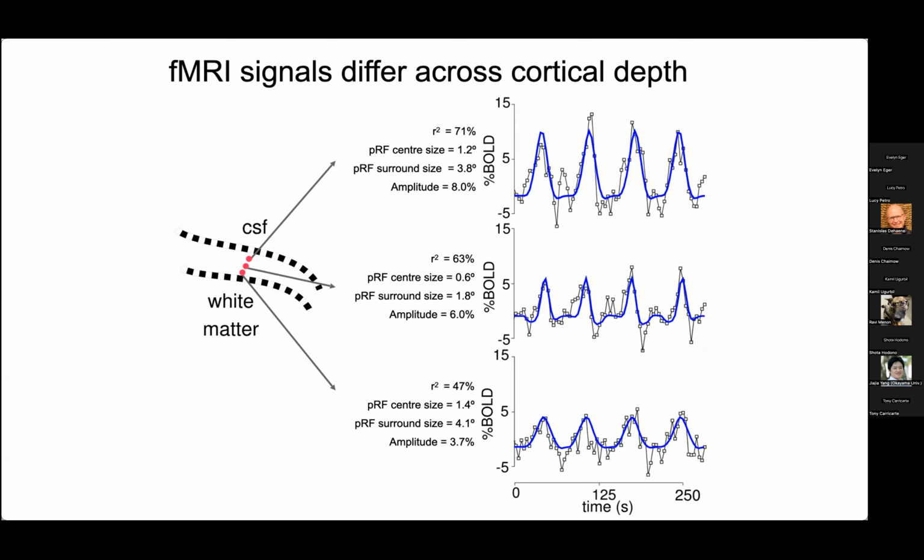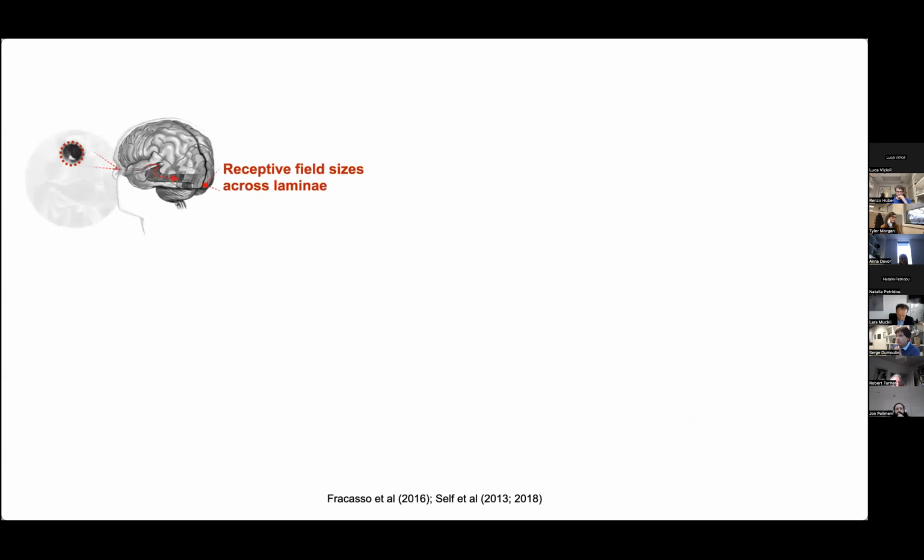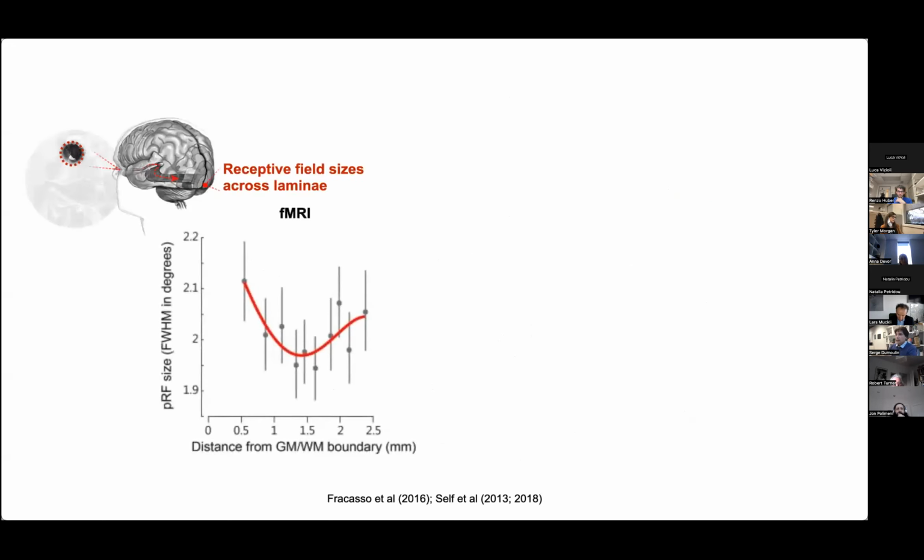You also see in this that we get measures out for PRF centers and sizes, and we can then plot these across the cortical thickness. If you plot these across the cortical thickness, this is the data we get out. So we see that PRF size as a function of distance from the gray-white boundary has this U-shaped function, as we predicted. Now, at the time, we had to do several simulations and control experiments to verify that this was actually the case.